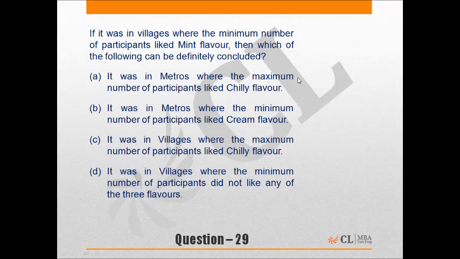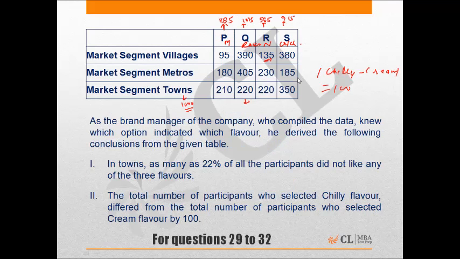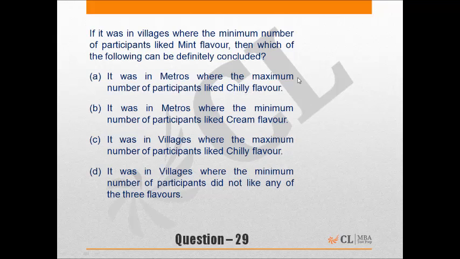It was in villages where the minimum number of participants did not like any of the three flavors. Yes, because R stands for those who did not like any of the three flavors in the given situation, and those who did not like any of the three flavors were from villages in minimum number. So from here, statement D is definitely true. So it has to be our answer.